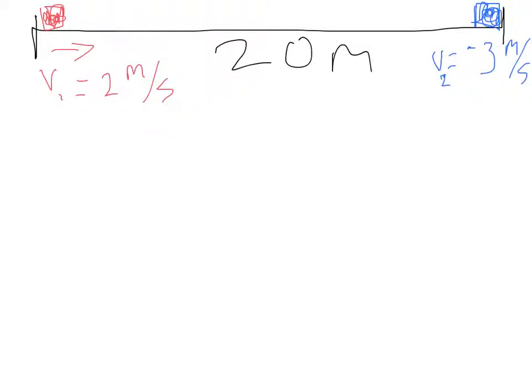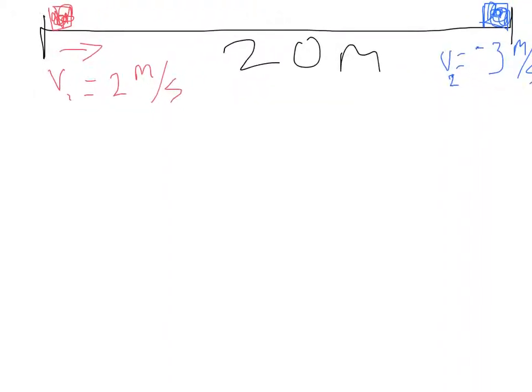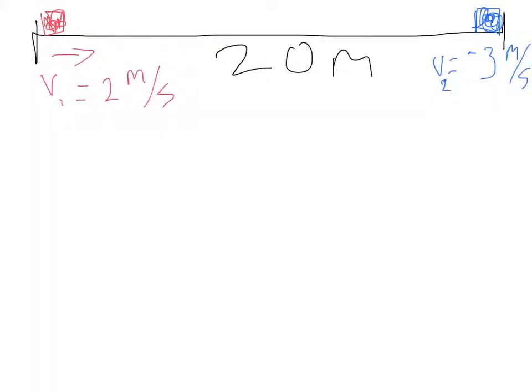All right, here we have a 20-meter track up at the top right there. And then we have the red cart on the left, which is going to be traveling to the right at 2 meters per second. The blue cart on the right is going to be traveling to the left at 3 meters per second. Since it's traveling to the left, we're going to say that it's a negative 3 meters per second.